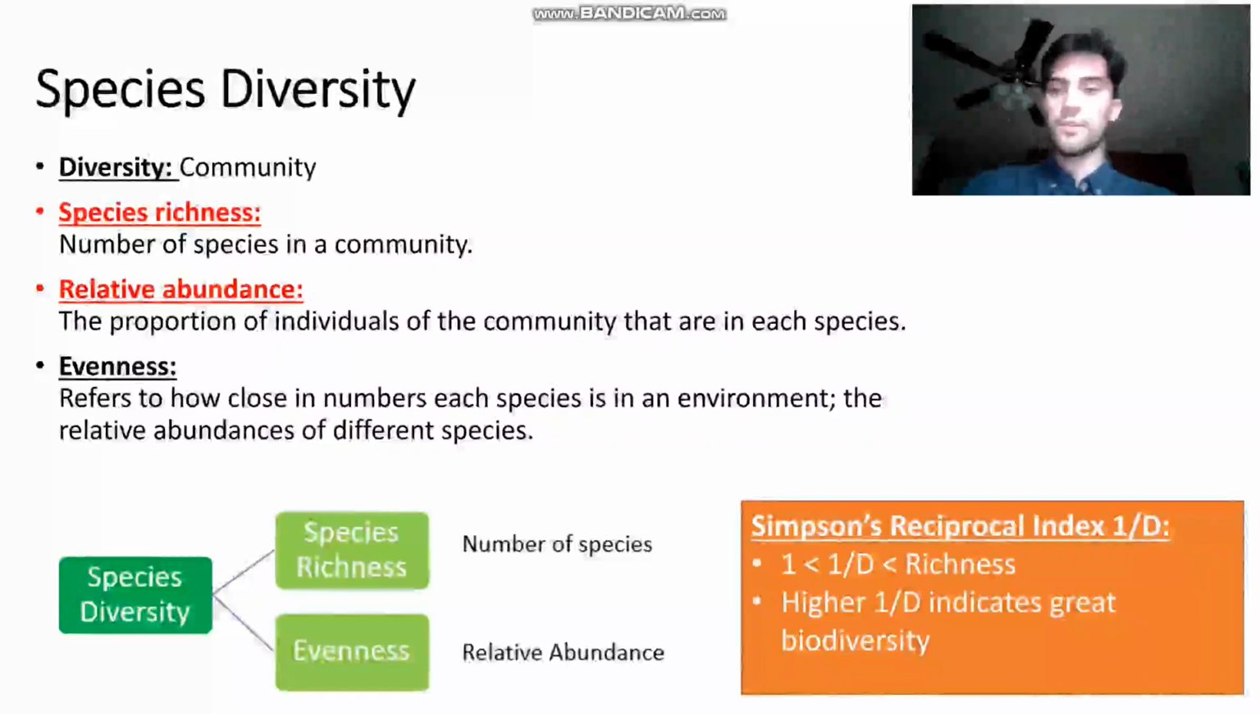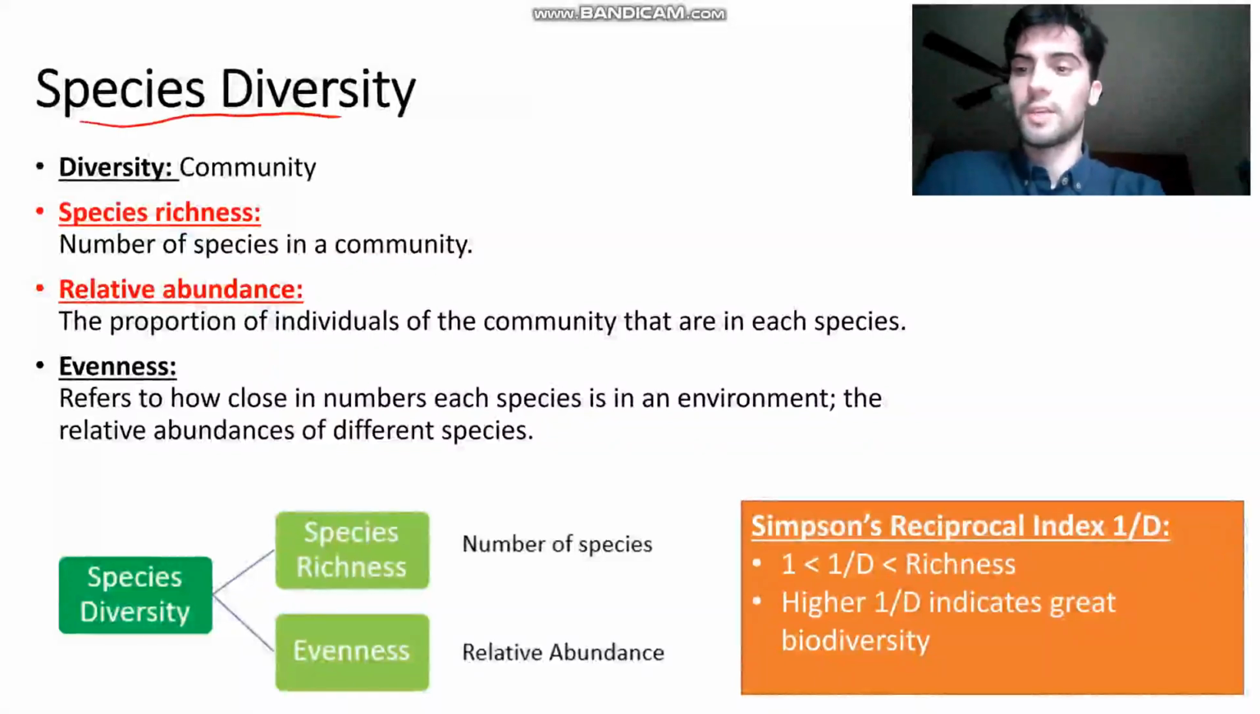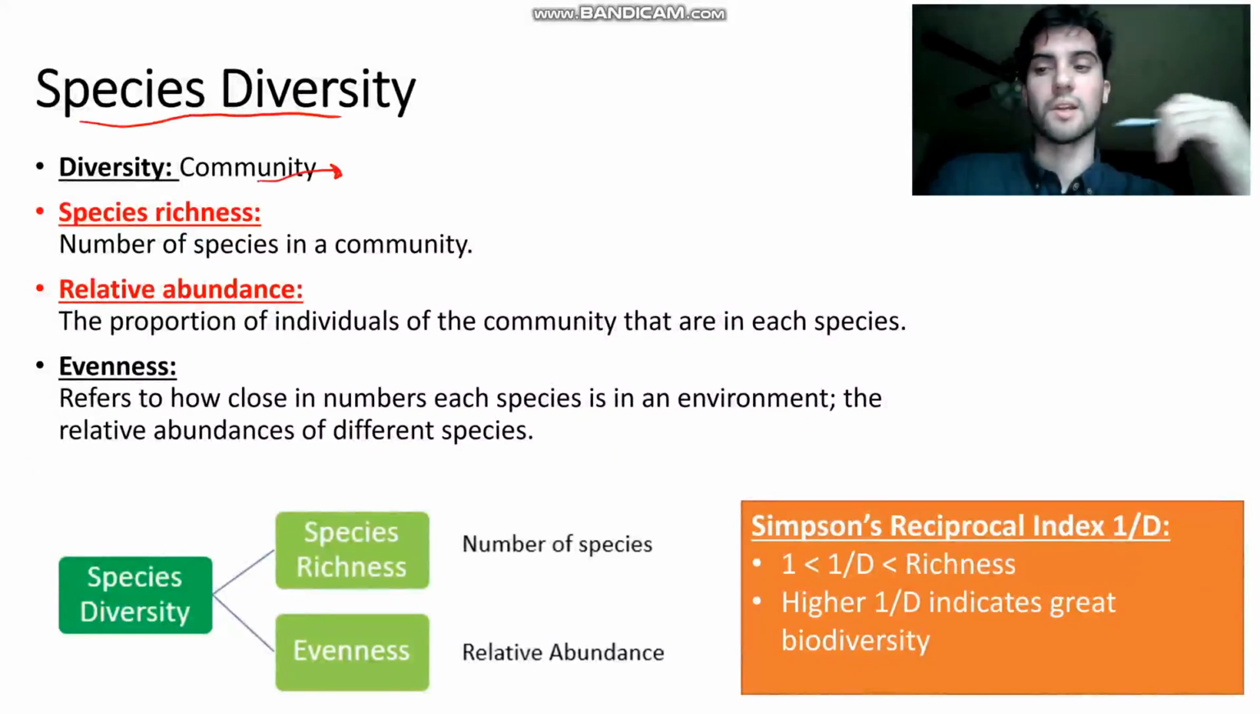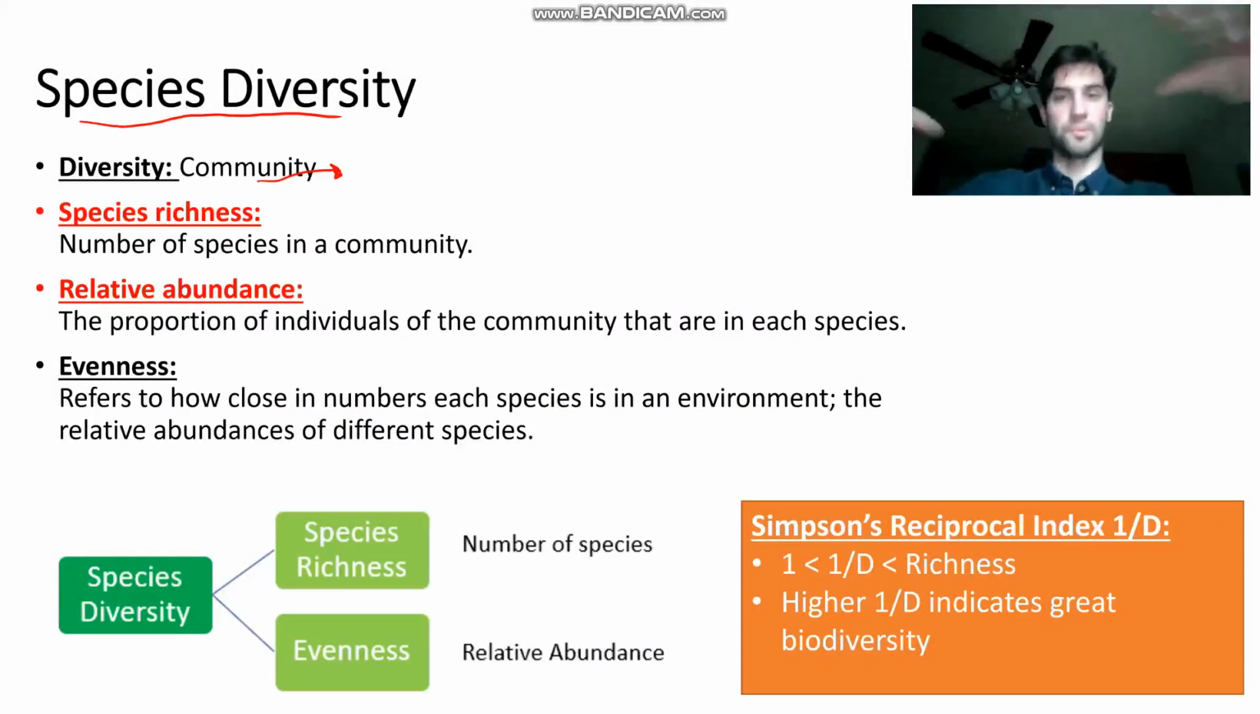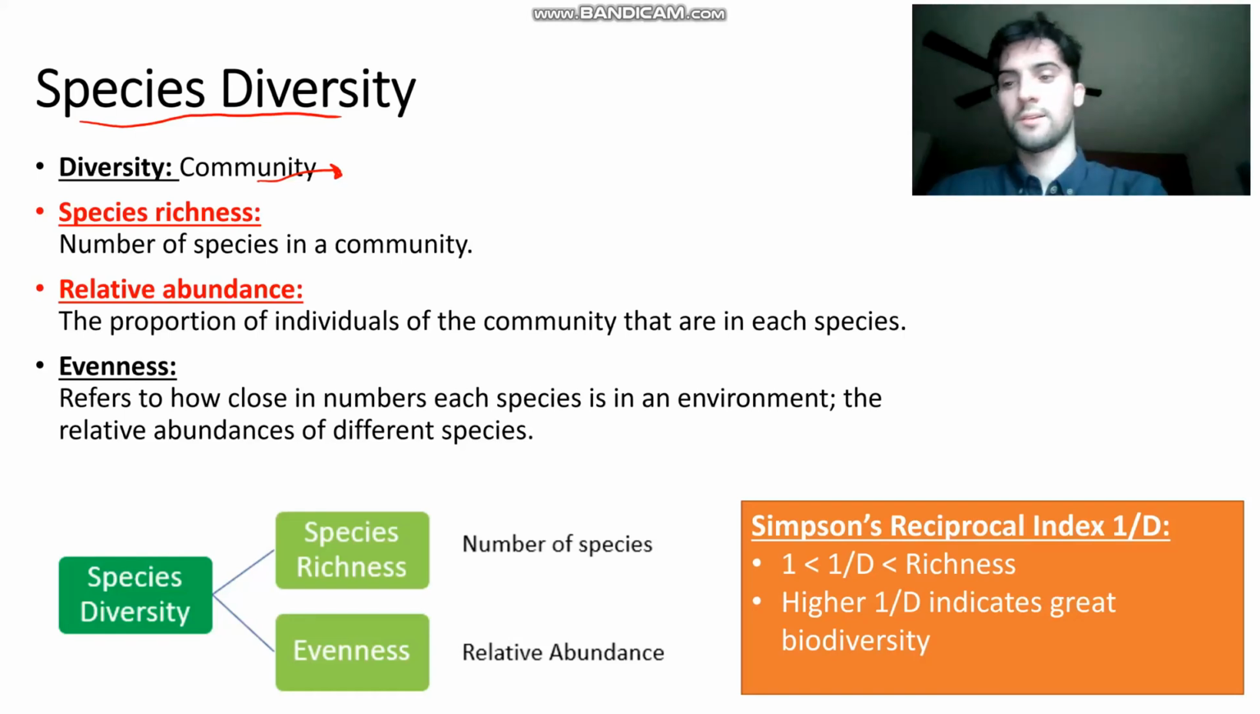Okay, so now let's look into species diversity. Diversity basically means the number of species in a community in a space, right? And diversity is very important because all of these species are in perfect balance with one another. If we take one away, we might completely disrupt these food webs and the equilibrium of nature, right? Species richness is the number of species in a community.